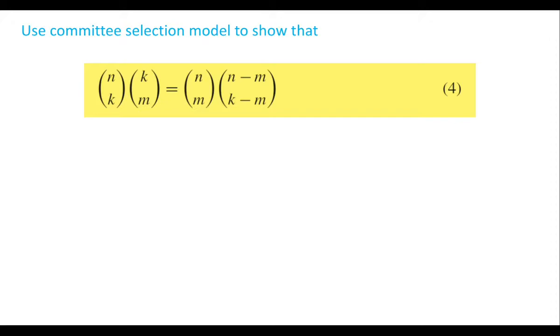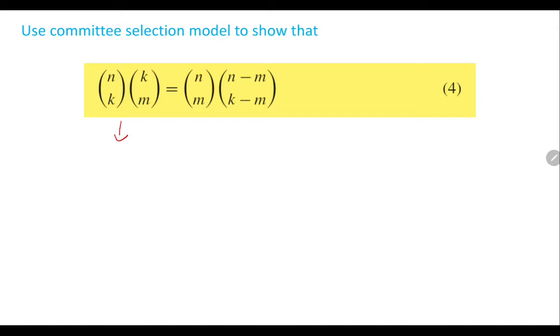nCk kCm is equal to nCm times n minus m C k minus m. Think over it, take your time and try to see what is happening, and then you can see the justification which I am providing.